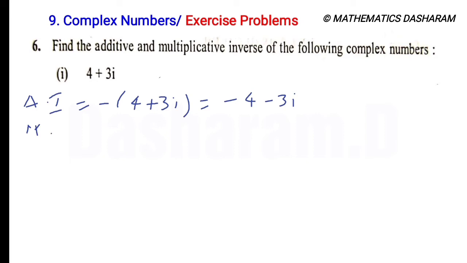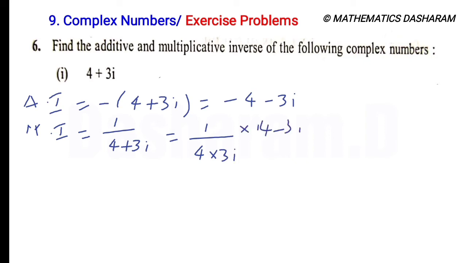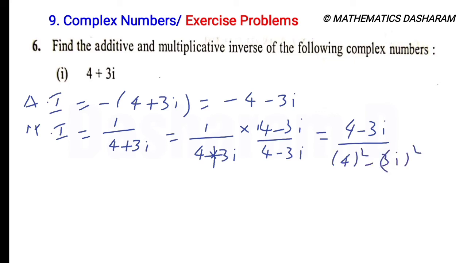Next, the multiplicative inverse is 1 divided by 4 plus 3i. So now let's take the conjugate of the denominator. So that is 4 minus 3i divided by 4 minus 3i. So it is equal to 4 minus 3i divided by (a plus b) into (a minus b), so then a square minus b square. So then it is equal to 4 minus 3i divided by 4 square 16, 3 square 9, and i square is minus 1.